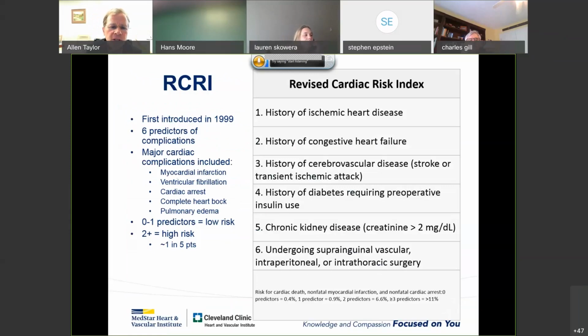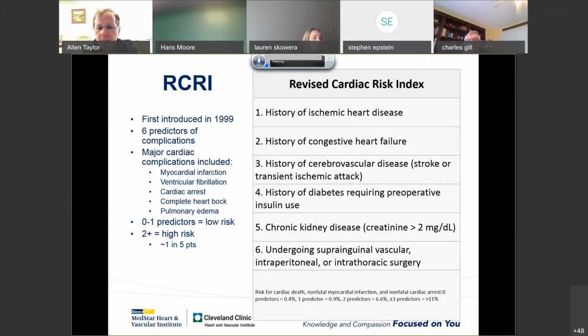When it's not a low-risk surgery, we are often asked to think about the risk. And in 1999, the RCRI was put forth. This is the revised cardiac risk index, which proceeded from the original risk index put together by Lee and Goldman. And it uses 6 predictors of complications of cardiac risk of non-cardiac surgery. And you're seeing them there on the right.